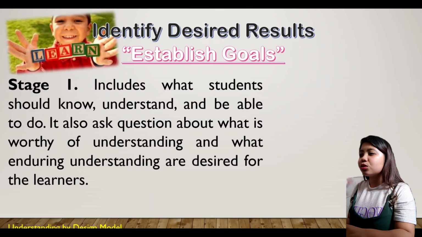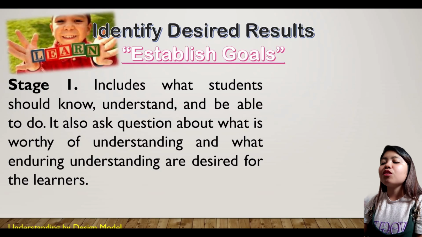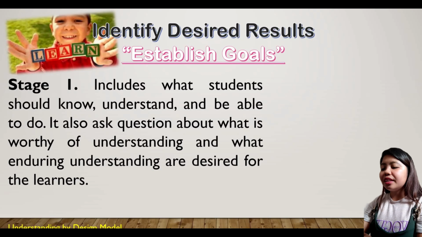Stage 1 includes what students should know, understand, and be able to do. It also asks questions about what is worthy of understanding and what enduring understandings are desired for the learners. You should consider the big ideas that are transferable to other topics or disciplines, which means how students will transfer the knowledge gained from the lesson, unit, or course and apply it outside of the context of the course. From big ideas, it creates understanding and forms an essential question to transfer learning to independent thinkers.